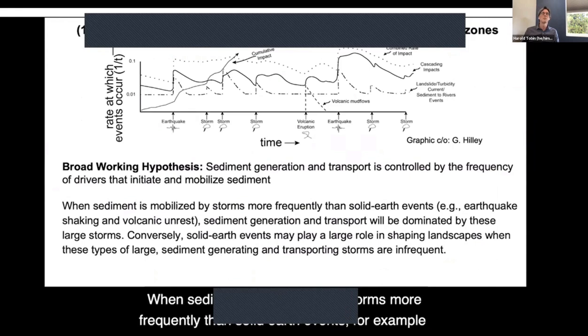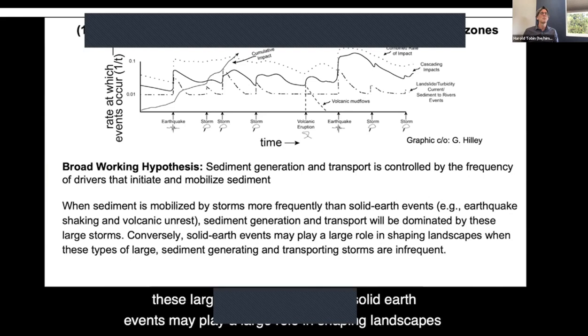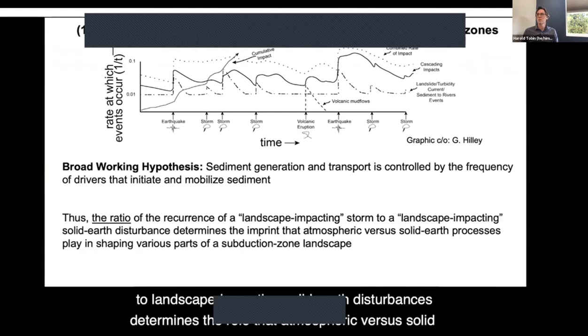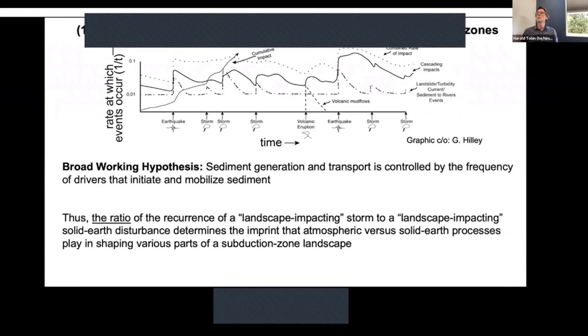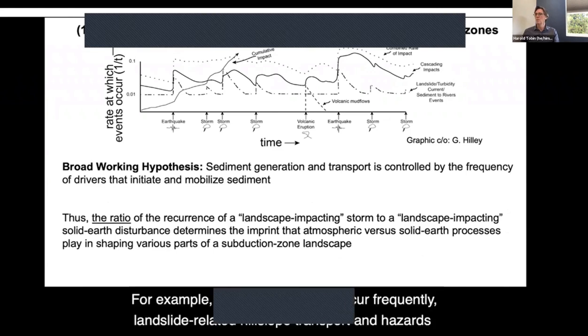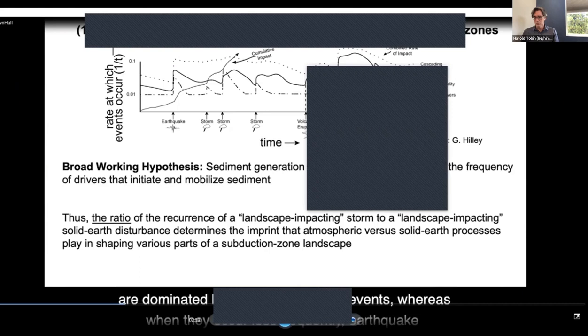When sediment is mobilized by storms more frequently than solid Earth events, for example, earthquake shaking and volcanic unrest, sediment generation and transport will be dominated by these large storms. Conversely, solid Earth events may play a large role in shaping landscapes when large storms are infrequent. Thus, the ratio of recurrence time of landscape impacting storms to landscape impacting solid Earth disturbances determines the role that atmospheric versus solid Earth processes play in shaping various parts of the subduction zone landscape. For example, when large storms occur frequently, landslide-related hillslope transport and hazards are dominated by these atmospheric events, whereas when they occur less frequently, earthquake shaking or intense volcanic rock weathering may play a significant role in generating landslides.